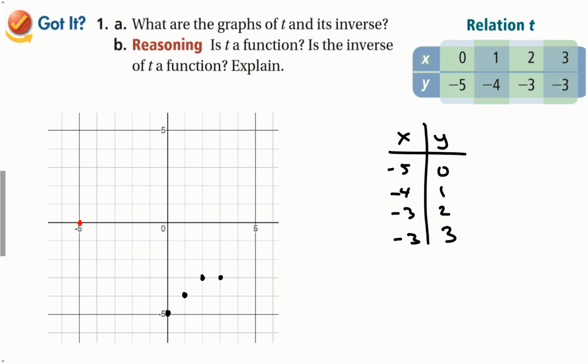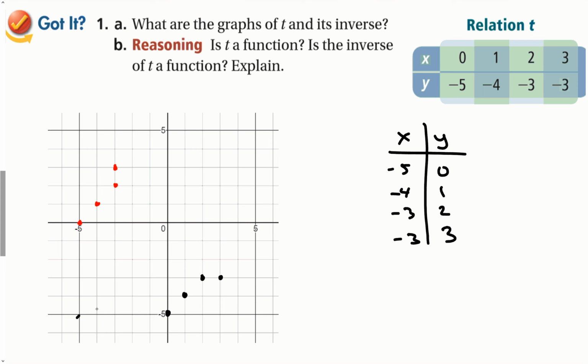-5, 0, -4, 1, -3, 2, and -3, 3. And you can see now that since -3 goes to 2 places, and we fail the vertical line test, the inverse of t is not a function anymore.